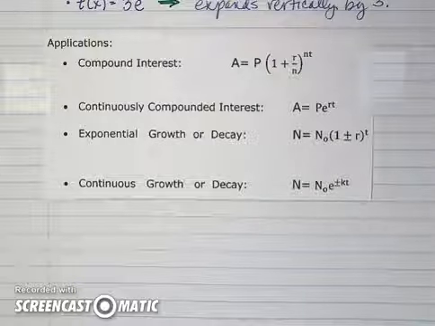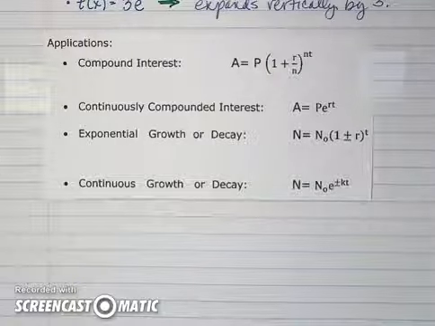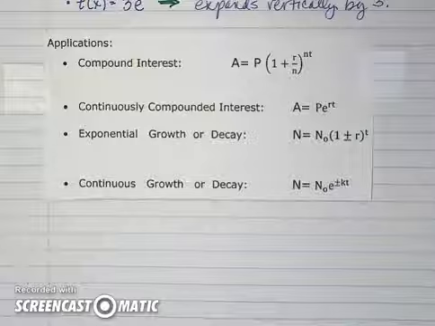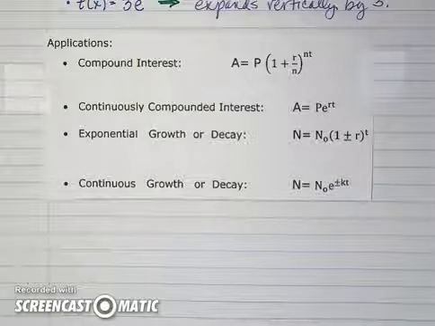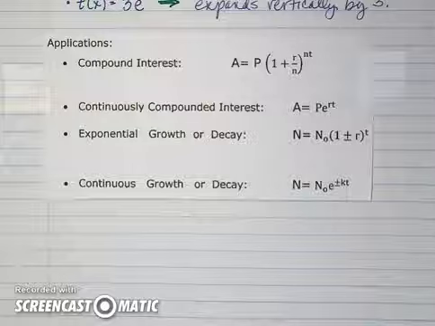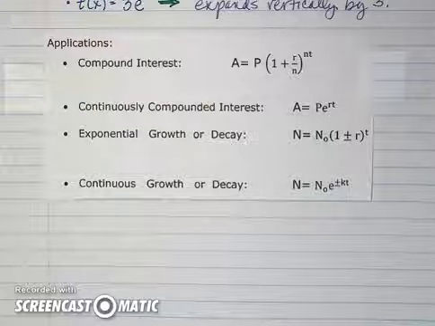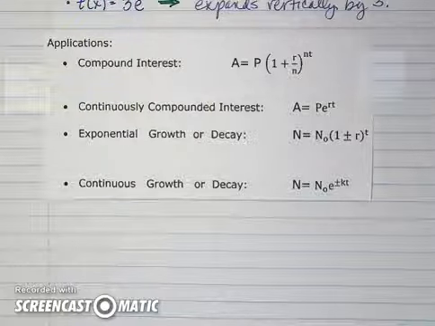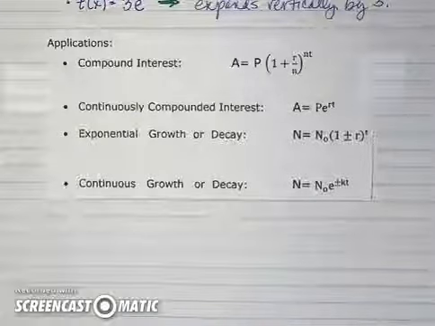Welcome back to part 2 of lesson 3.1. This is exponential equations, and these are some applications we're going to talk about. These are 4 formulas that, yes, you need to have memorized, and you need to be able to apply them, and we'll do some specific applications in just a second.